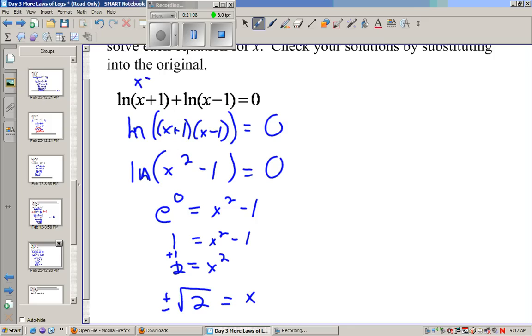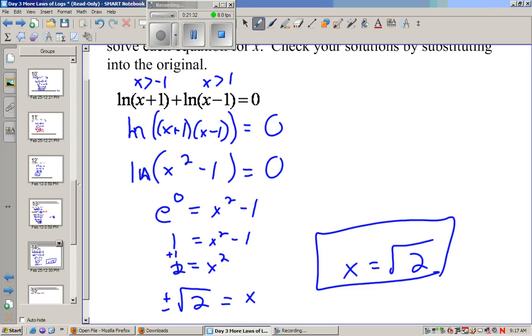This one will accept all x's that are greater than negative 1. This one will accept all x's greater than 1. Are both these answers greater than 1? Hopefully you're saying no. Square root of 2 is 1.4, but negative square root of 2 is, of course, less than 1 because it's negative. So the only real answer for this one is the square root of 2.